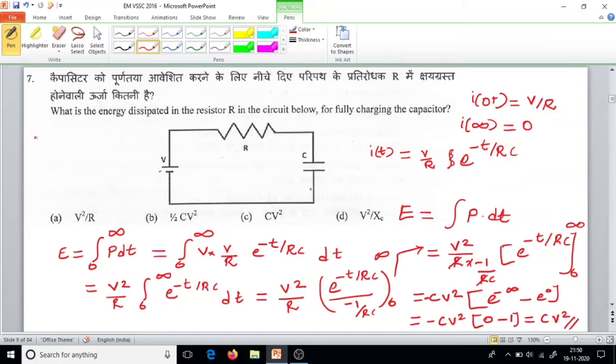That is the energy supplied by the voltage source: CV square. If the energy supplied by the source is CV square, what is the total energy? Total E equals energy supplied plus energy dissipated.